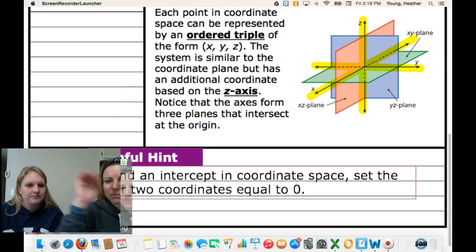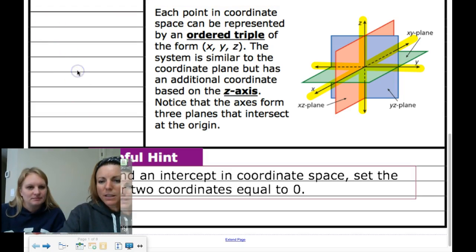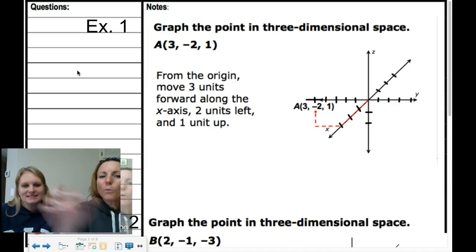Okay. So the next page says this. I'm trying to get there. Sorry, I was playing. Oh, I'm there.